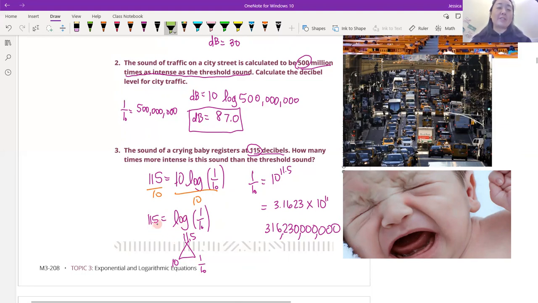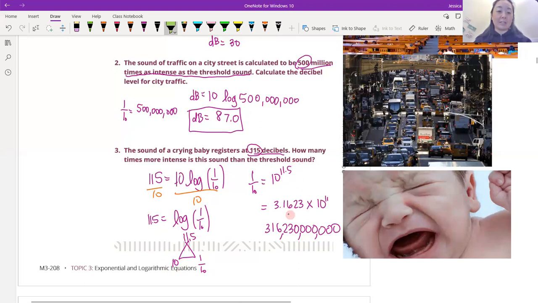Anyways, here we're dividing both sides by 10 because we want to change it to exponential form. We need just the log by itself, with no other numbers in front. So we divide by 10 and we get 11.5 is equal to log of I over I0. Remember, if there's no base, it's base 10. So I over I0 is equal to 10 to the 11.5.